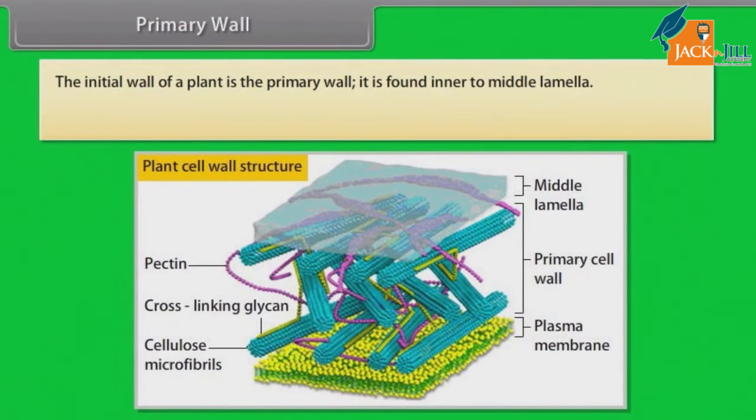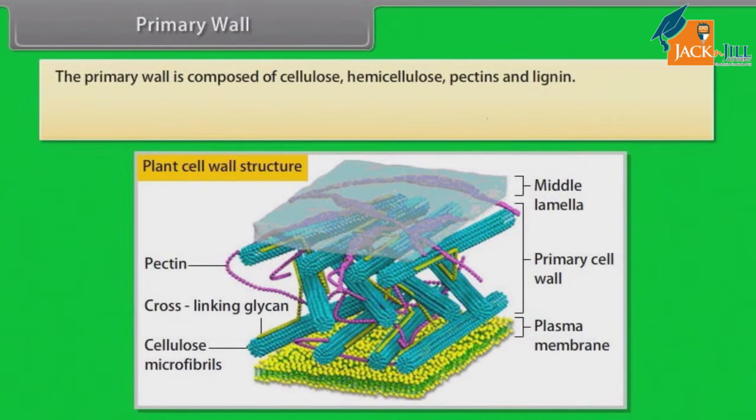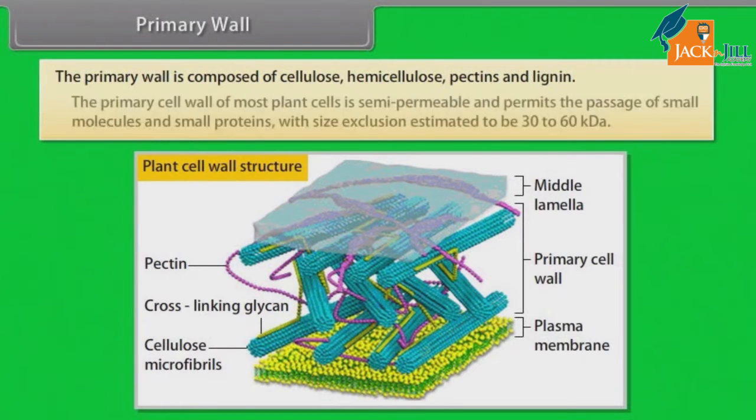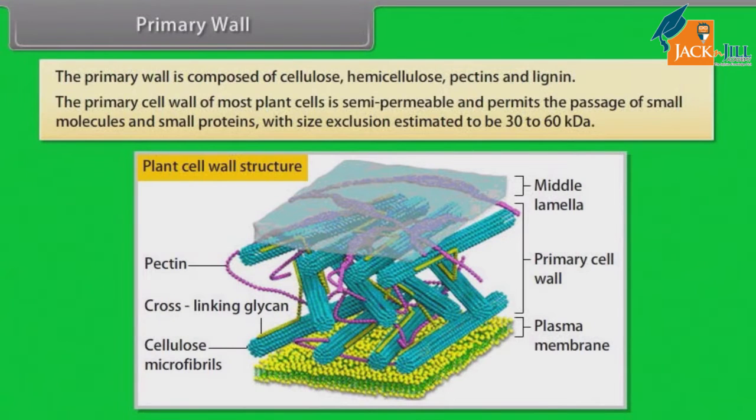Primary wall. The initial wall of a plant is the primary wall. It is found inner to middle lamella. The primary wall develops on middle lamella on both the sides. The primary wall is composed of cellulose, hemicellulose, pectins and lignin. The primary cell wall of most plant cells is semi-permeable and permits the passage of small molecules and small proteins, with size exclusion estimated to be 30 to 60 kDa or 30,000 to 60,000 atomic mass.